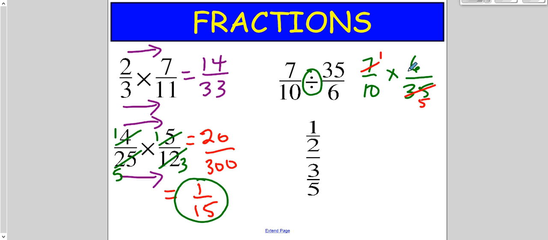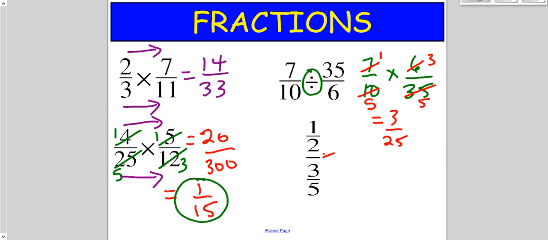So let me go 6 divided by 2, which is 3. 10 divided by 2, which is 5. And now if I multiply my tops together, I get 1 times 3, which is 3, and 5 times 5, which is 25. And that gives me a fraction that I don't have to reduce now because it's already in its reduced form.